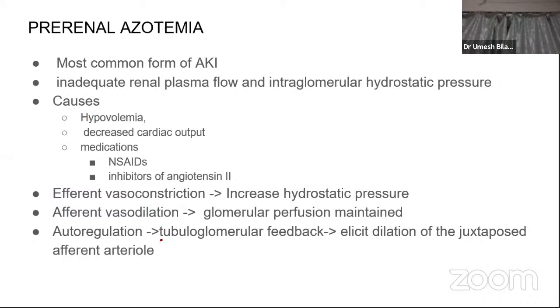Autoregulation: there is a feedback depending upon the type of the filtrate that comes. There is always a feedback. This feedback will take care of the vasodilatation and the vasoconstriction of the glomerular afferent and efferent arterioles, because this tubuloglomerular feedback is there. And if there is a failure in this feedback, then there is a worsening of renal azotemia also.